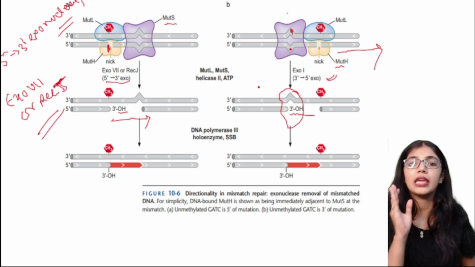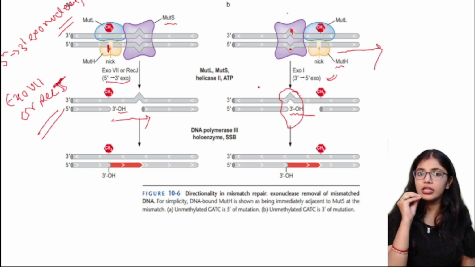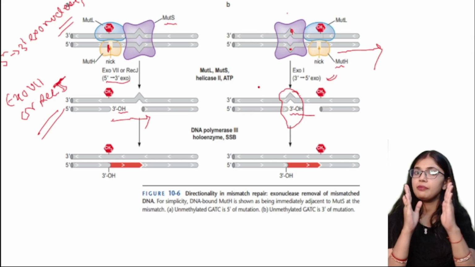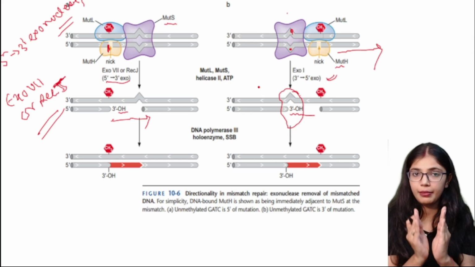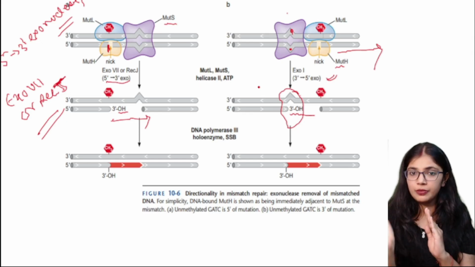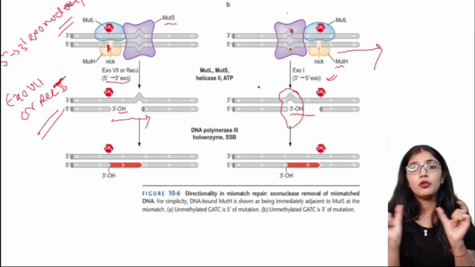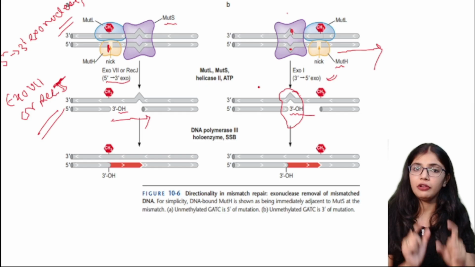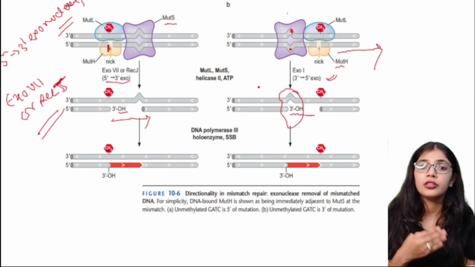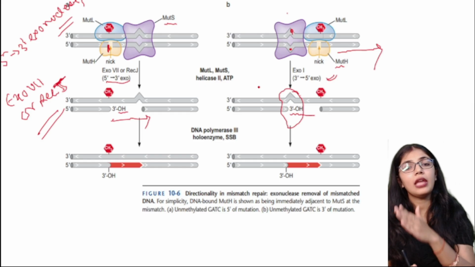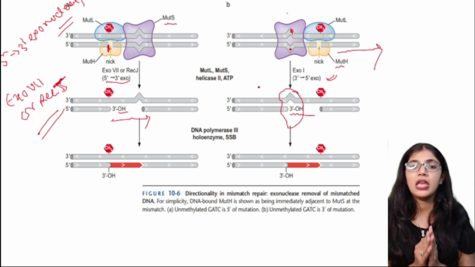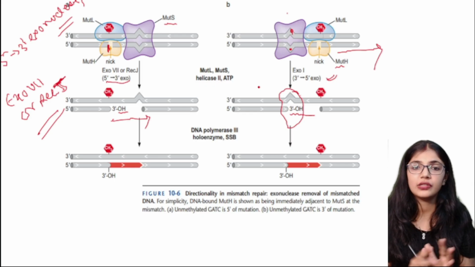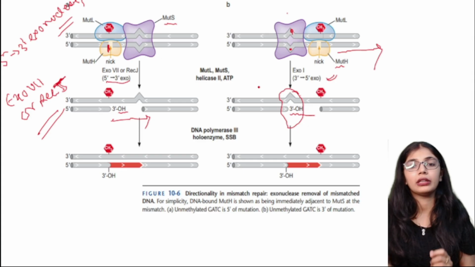So what happens is, wherever the place of mutation is, the mutation place will be constant, but the GATC where MutH is present will differ. So accordingly there will be involvement of either the 3' to 5' exonuclease or the 5' to 3' exonuclease. It will be decided. In this way the DNA repair mechanism works.